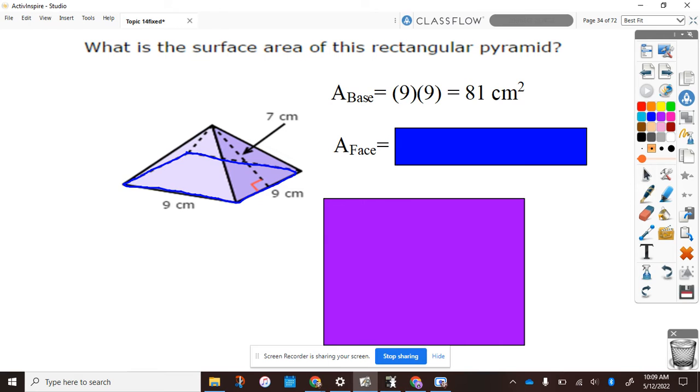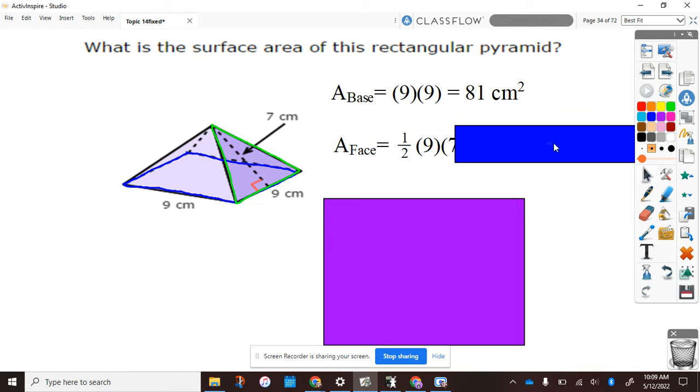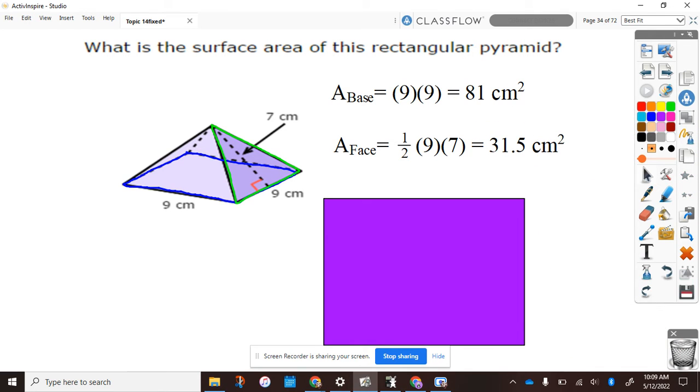Now, if we were looking for the area of just one face, I'll outline it in green. If we're looking for the area of just the one triangle right there, we know that our formula for the area of a triangle is BH over 2. The B would be 9, the H would be 7. So when we plug that in, it's 1/2 times 9 times 7. It's 31.5. Now, here's what we have to consider.